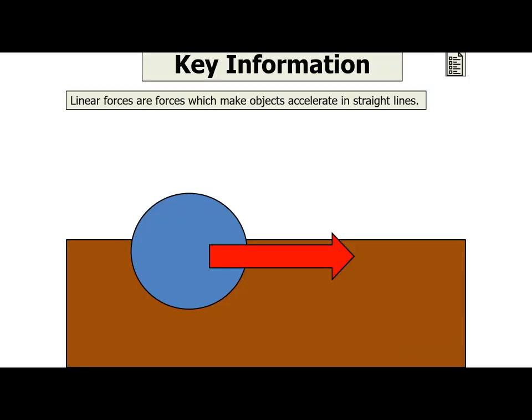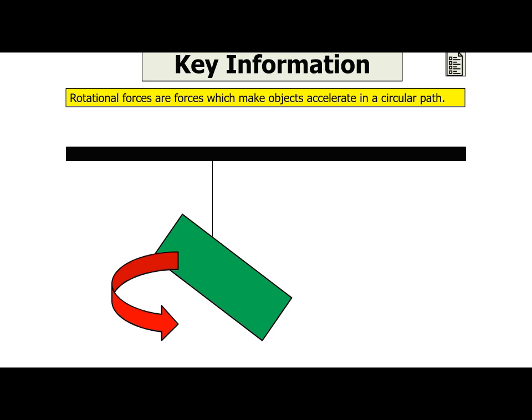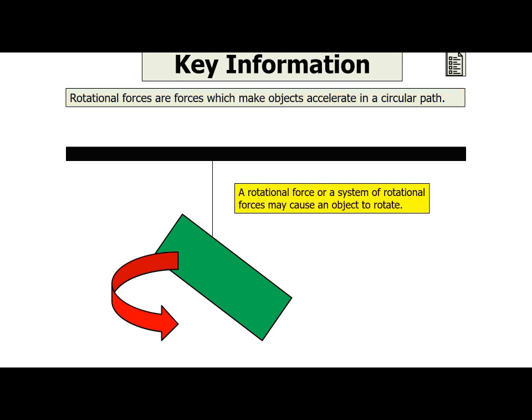Now, linear forces are forces which make objects accelerate in straight lines. So this is acceleration by changing speeds. Rotational forces are forces which make objects accelerate in a circular path. So a rotational force or a system of rotational forces may cause an object to rotate. So this is acceleration by changing direction.